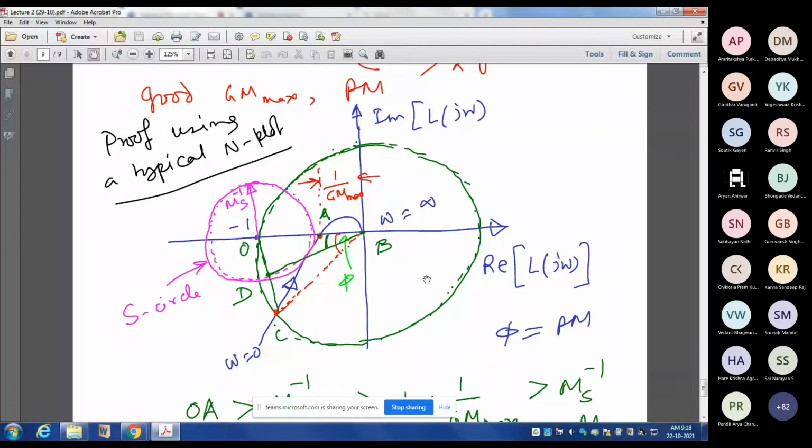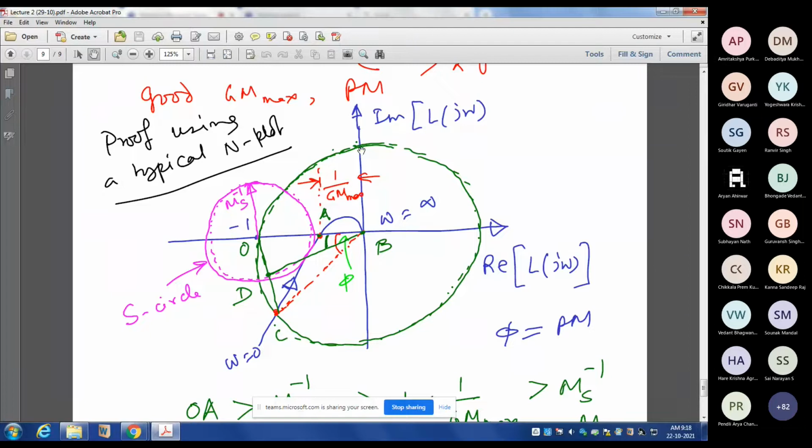So I have considered the Nyquist plot, or polar plot, of a loop transfer function to be like this. This is a polar plot of a loop, suppose. And this is the unit circle I have drawn. My drawing is not that perfect.